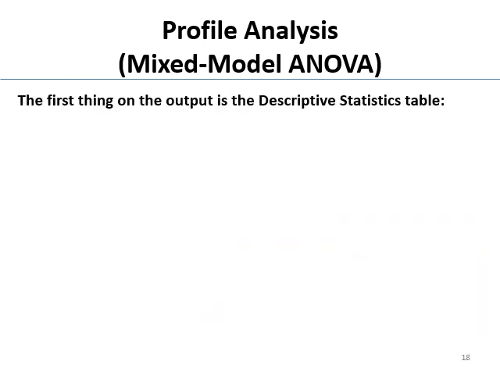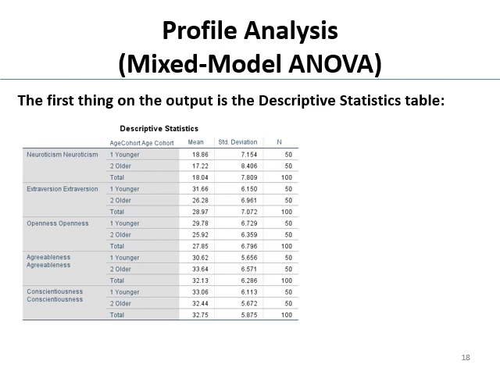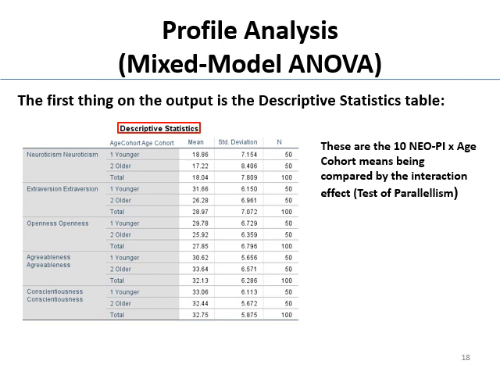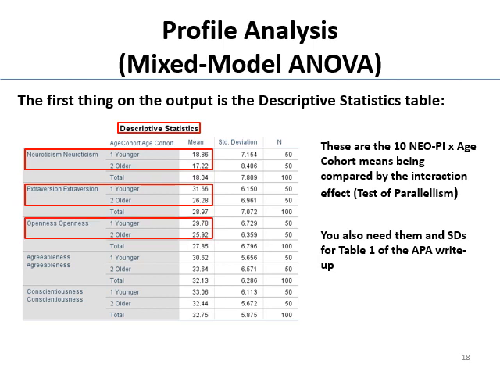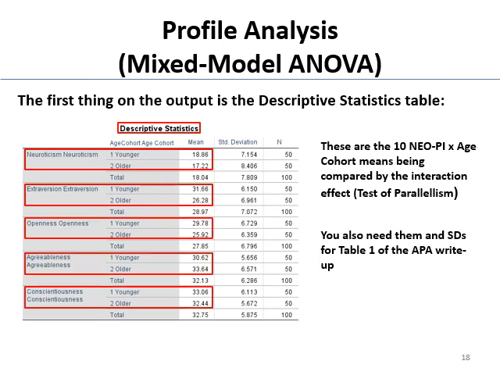So the first thing you get on your output is descriptive statistics. There's lots and lots of them for each age cohort, younger and older. You have neuroticism, extroversion, openness, agreeableness, and conscientiousness means. So it's comparing all those numbers, younger and older. These are the 10 NEO-PI by age cohort means being compared in the interaction. You also need them and the standard deviations for Table 1 of your APA write-up. So they do go in your APA write-up. Those are your 10 means.